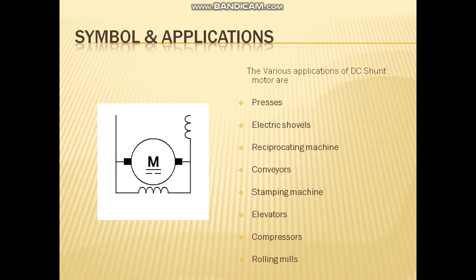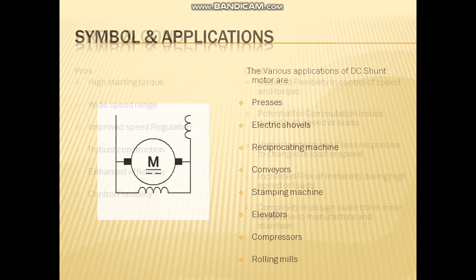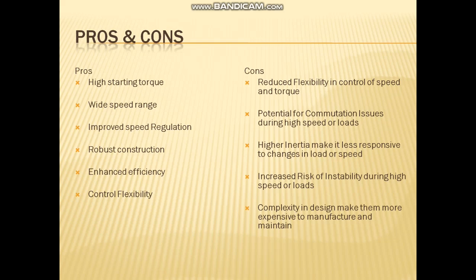The applications of DC compound motor include presses, electric shovels, reciprocating machines, conveyors, stamping machines, elevators, compressors, rolling mills. Its pros include high starting torque, wide speed range, improved speed regulation, robust construction, enhanced efficiency, and control flexibility.